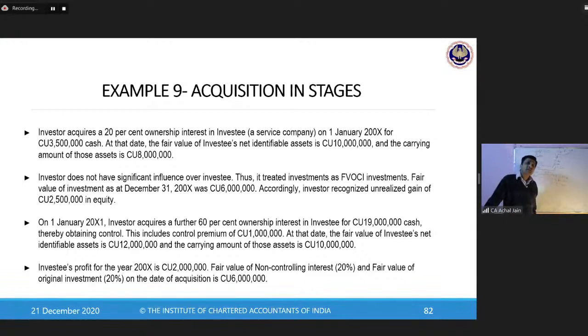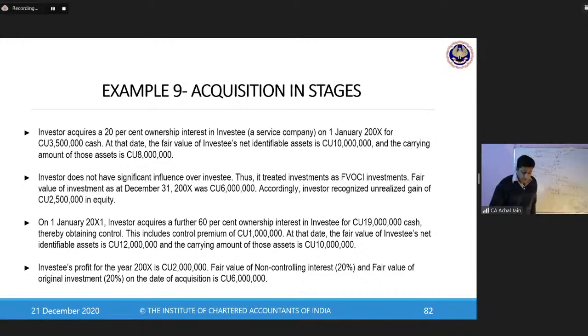And the fair value of the original investment. What was the original investment? This one, 20%. So the fair value of NCI and the fair value of the previously held equity interest on 1st of January 2000 X1 is also given to you in the question. What is that? 6 million. 6 million is the fair value of the previously held equity interest, which was 20%. And all of these numbers are on 1st of January 2000 X1. Okay, clear?